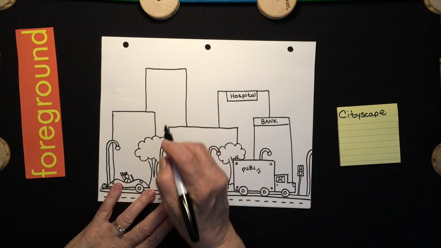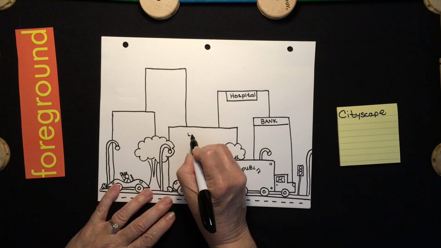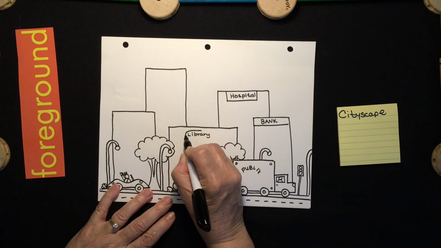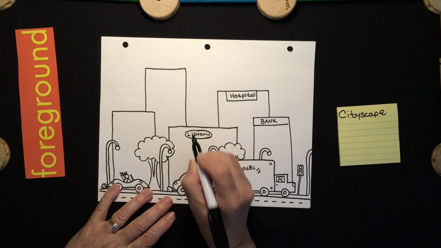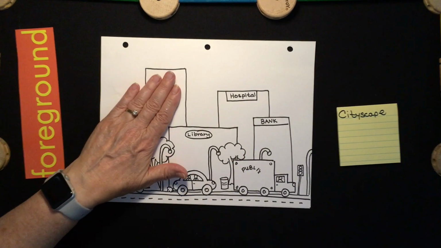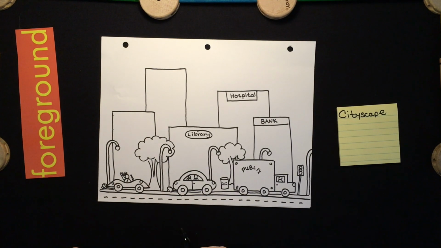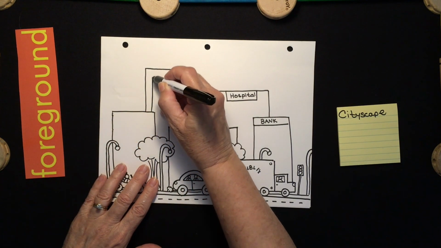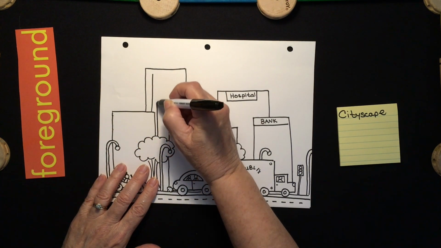All right, maybe this is the library. You don't have to add signs on your buildings, only if you want to. Oh, that's kind of creative. I don't think I'm going to put signs over here. That's up to you. Now I'm going to show you a variety of ways to make windows. You'll add windows to all your buildings, whatever windows you choose. I'm going to make skyscraper windows on this one by making long vertical straight lines.